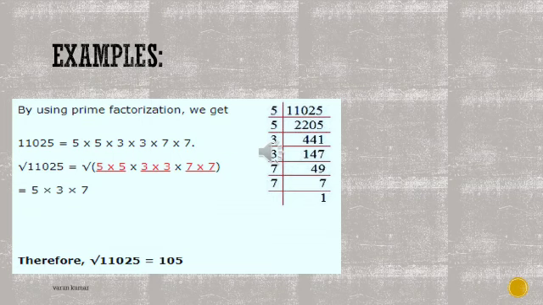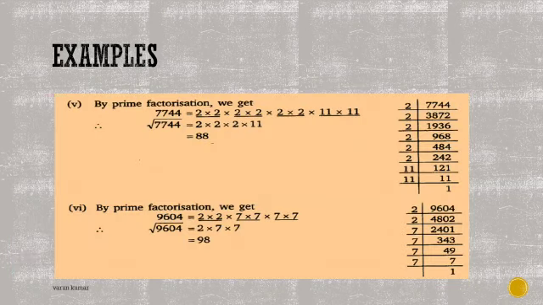11,025. See example. By prime factorization, we get 7744 equals 2 into 2, 2 into 2, 2 into 2 into 11 into 11. We get 3 pairs of 2 and 1 pair of 11. Thus, the square root of 7744 is 88. Next question, 9604. We are going to find the prime factors. We see 1 pair of 2 and 2 pairs of 7. Thus, we can say that 2 into 7 equals 98. Its square is equal to 9604 as the answer.